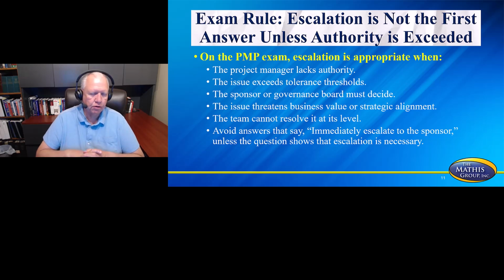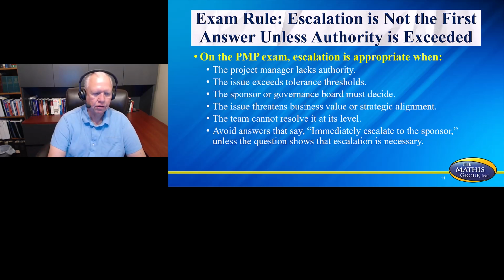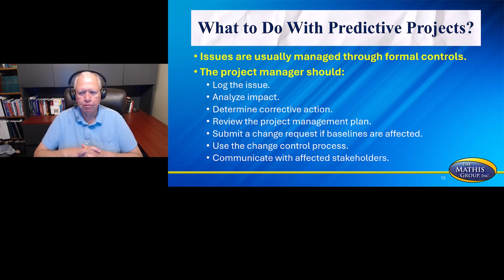Also, escalation is not always the first answer on the PMP exam. For example, the project manager lacks authority, or the issue exceeds tolerance thresholds, or the sponsor or governance board must decide, or the issue threatens business value or strategic alignment, or the team cannot resolve it at this level. So avoid answers that say immediately escalate to the sponsor unless the question shows that escalation is absolutely necessary, because that's the level of decision makers the question has given you. So don't automatically escalate.